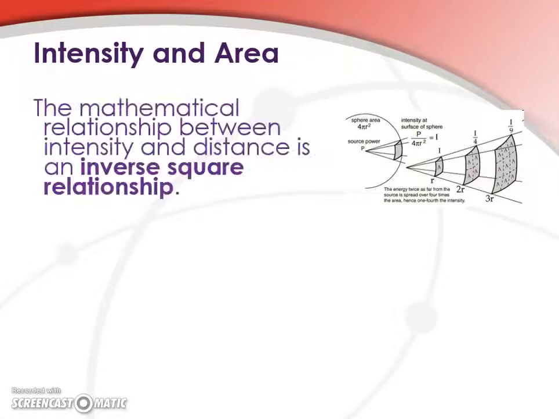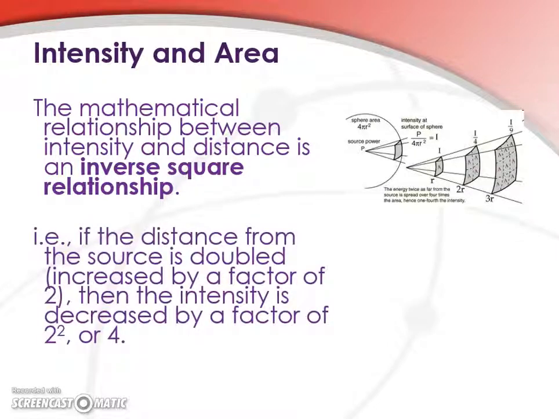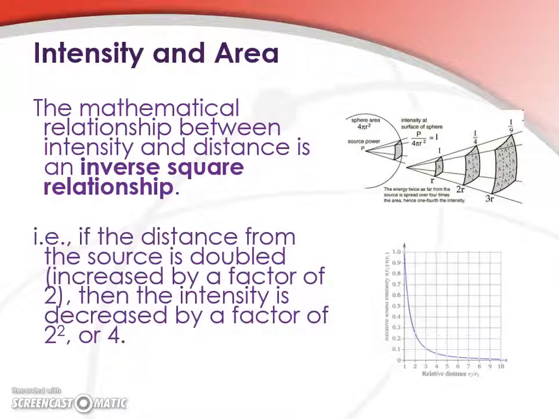Okay, so what are we saying? We're saying the mathematical relationship between intensity and distance is an inverse square relationship. In other words, if the distance from the source is doubled, then the intensity is decreased by a factor of 4, or 2 squared. And if we plot distance versus intensity, we can see if we normalize it, at a distance of 1, we have an intensity of 1, and it drops off very quickly with the square of the distance.